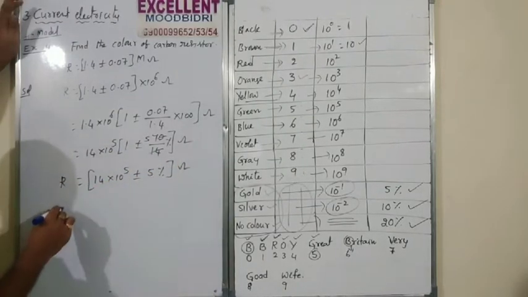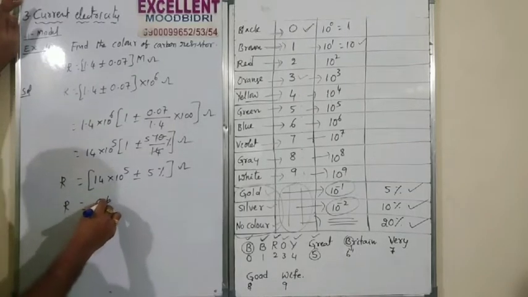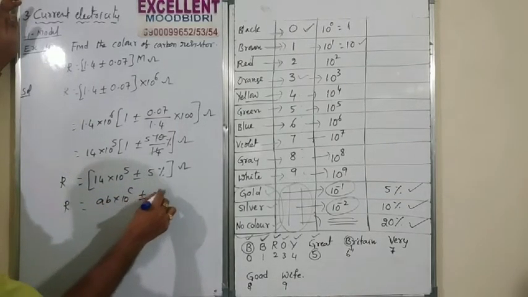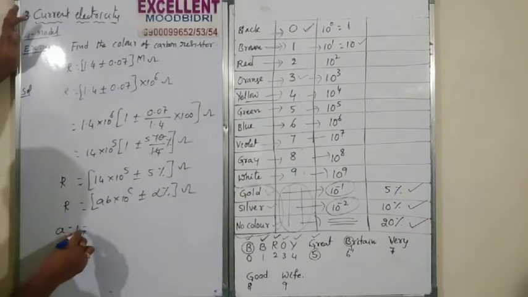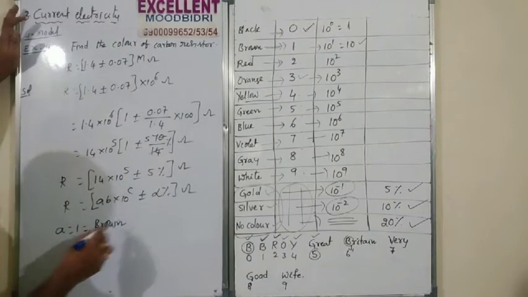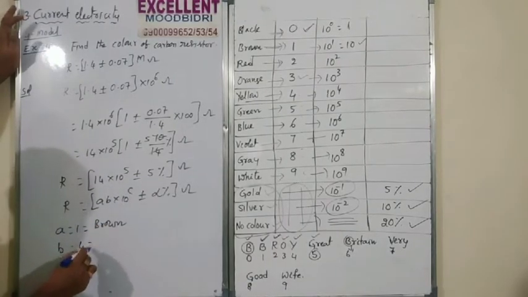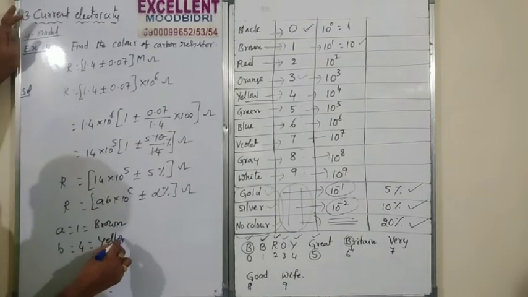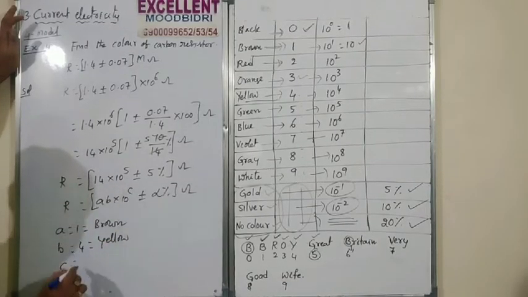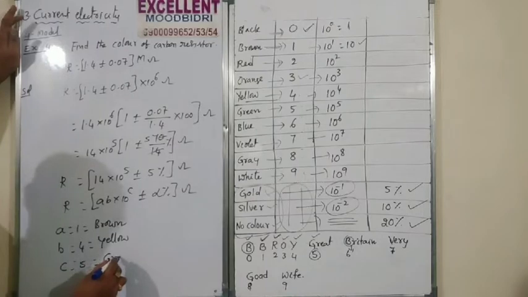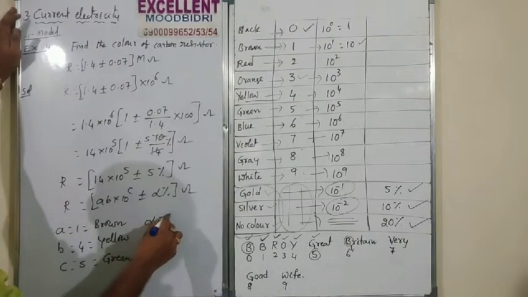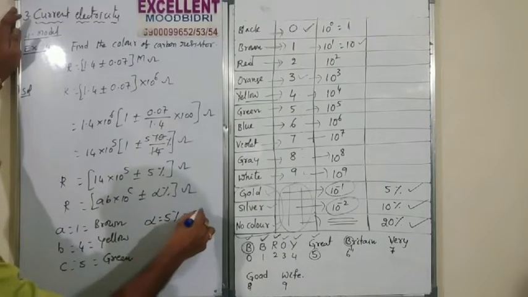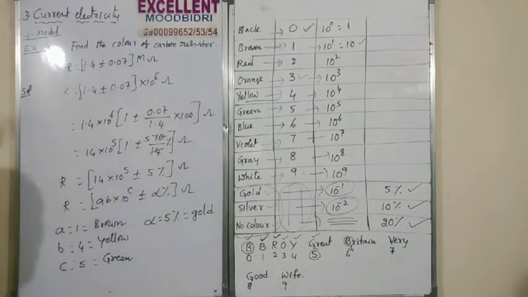This looks like AB into 10 power C plus or minus alpha percentage ohm. A is equal to 1, which is brown. B is equal to 4, which is yellow. C is equal to 5, which is gray. Then alpha percentage, how much is given? 5%, which means gold. Alpha value is 5%.